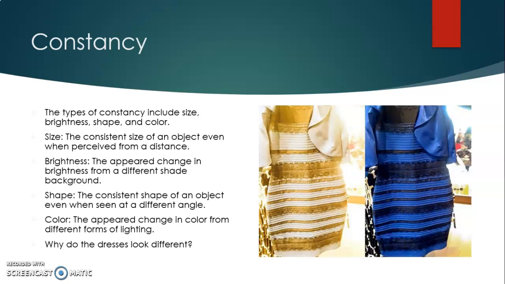Brightness is the appeared change in brightness from a different shade of background. For example, a white dot on a black background will show up much better than a white dot on a much brighter background, like a white background. Shape is the consistent shape of an object, even when seen at a different angle. If you look at a cup and you rotate it around, you still know the general shape of the cup, even though your eyes are seeing a completely different shape.